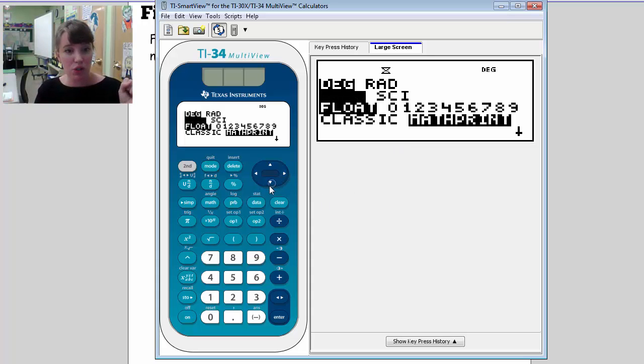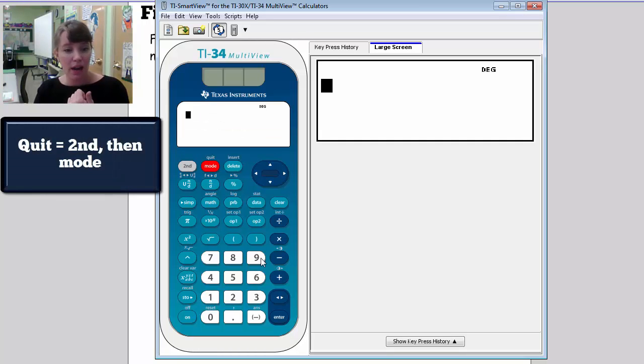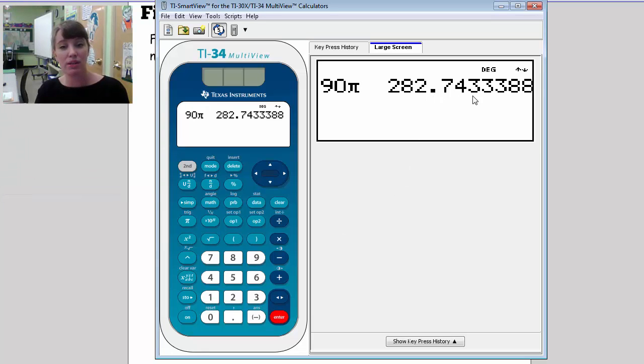So what I want you to do is go down to classic mode and press enter. Math print was already selected because it had been highlighted before. Now classic is highlighted, so if I use my up arrow key, you can notice that classic is highlighted. Let me go to quit, and if I press 90 pi here and press enter, you'll see it's 282.74.